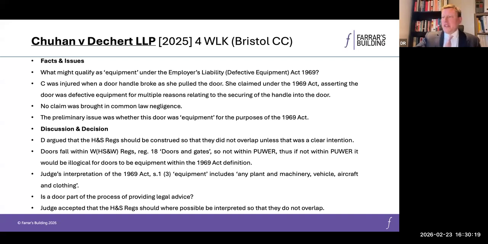And notwithstanding it being only a county court judgment, it's useful to read, I think, for the full arguments about the interplay between the regulatory duties which still exist and the extent to which they inform the scope of common law negligence. And that is, of course, the battleground really in most employer liability cases now.